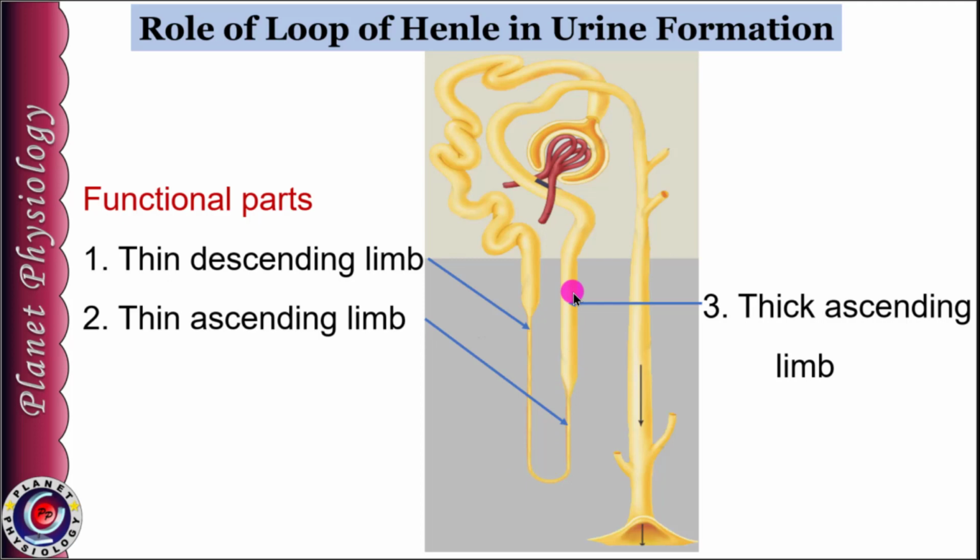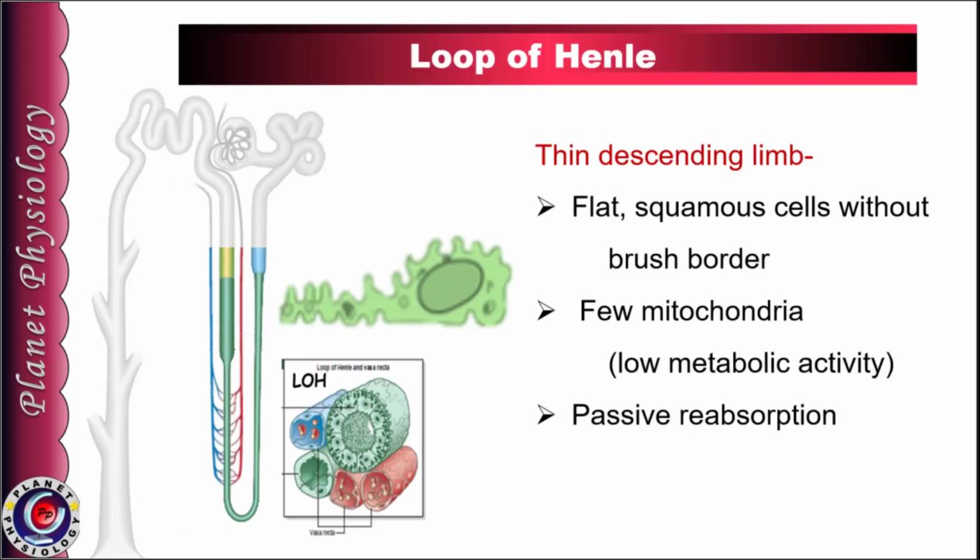If you remember, there are two types of nephrons, cortical and juxtamedullary. As cortical nephrons are mainly involved in urine formation, today we shall study only their functions. Cortical nephrons have a short loop of Henle and they lack the thin ascending limb of loop of Henle. Let's start with the thin descending limb of loop of Henle.